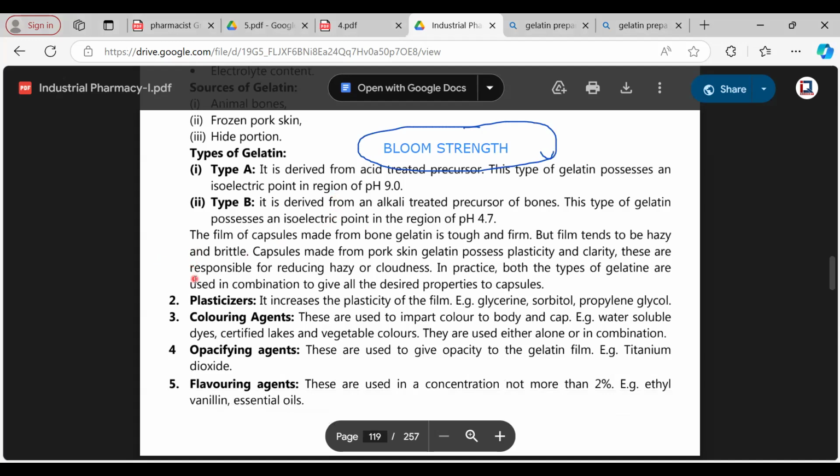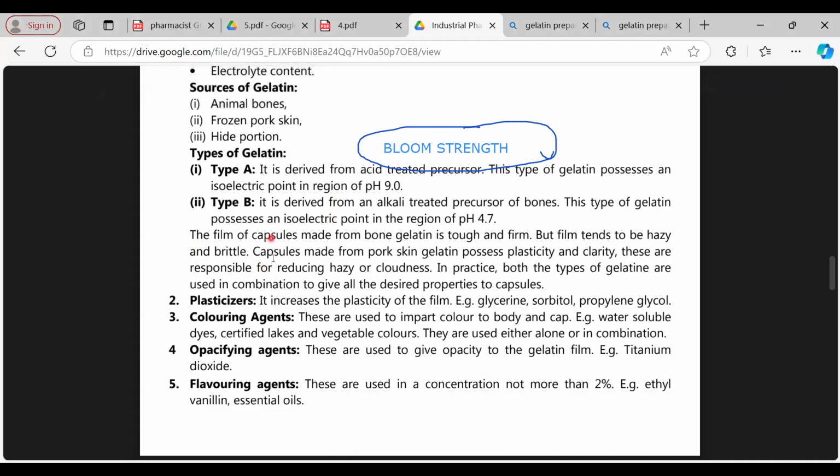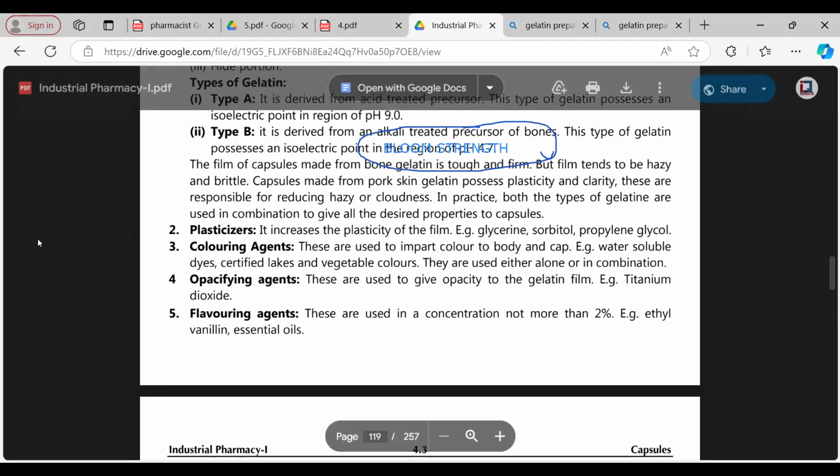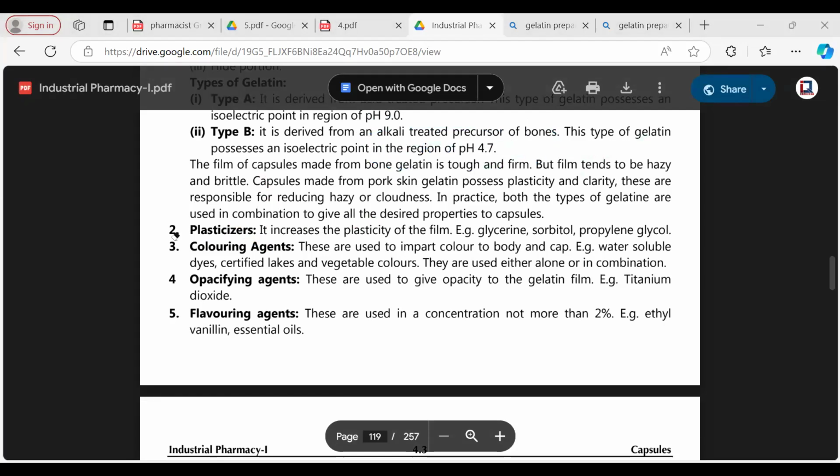Okay, so the capsule shell is prepared using the gelatin. Then the plasticizer, and as we said earlier, plasticizers are very important, and examples of plasticizers you should remember: glycerin, propylene glycol, sorbitol, and in many cases vegetable oils can be used, like cottonseed oil, castor oil, olive oil, and many other oils can be used as a plasticizer.